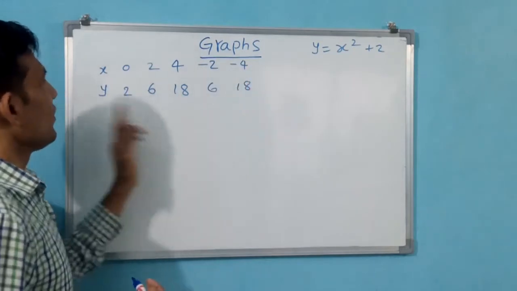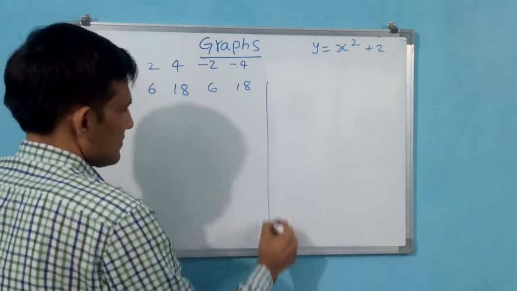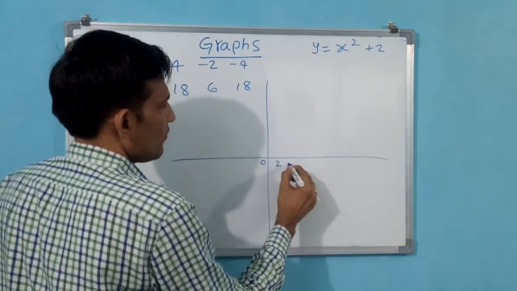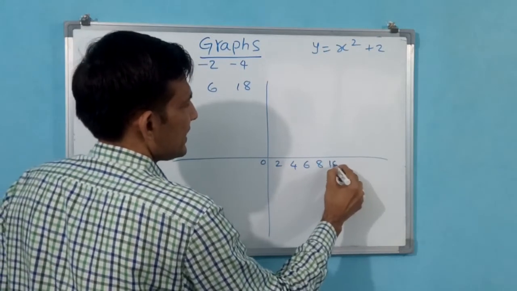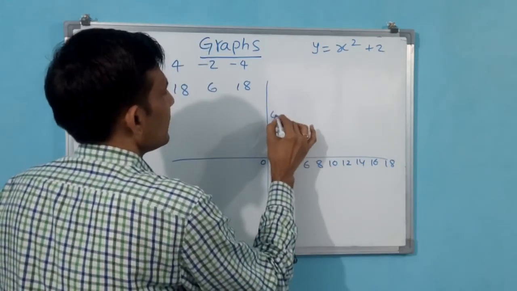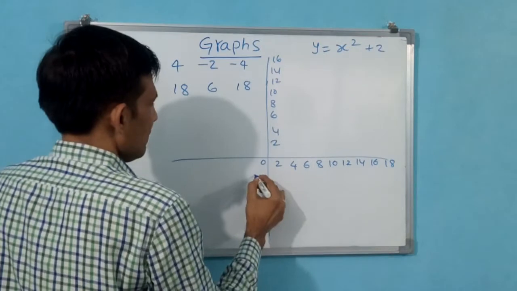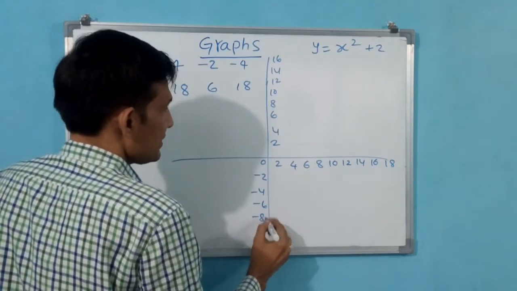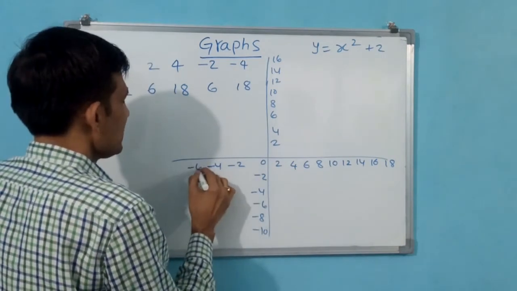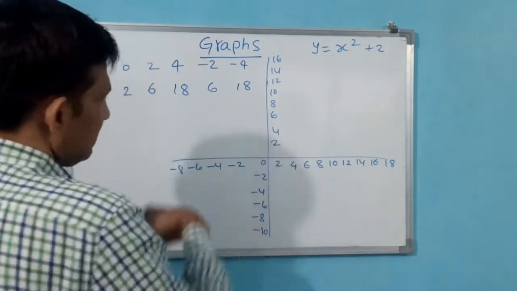Now, if you observe this, the maximum value is 18. Then you have to decide the scale. 18 means you take 2, 4, 6, 8, 10, 12, 14, 16, 18. Minus 2, minus 4, minus 6, minus 8, minus 10. Like that, first you take equidistant points.